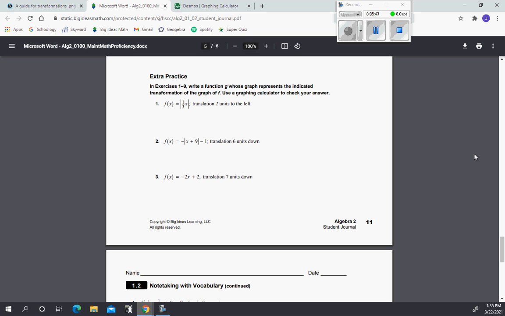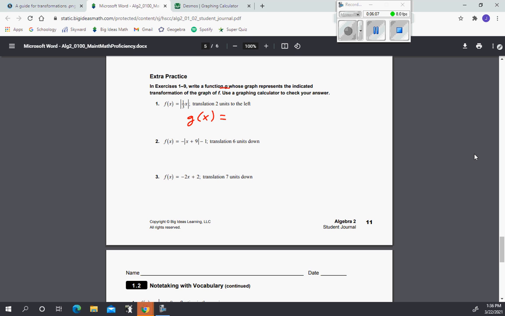What we want to do is write a function g. Instead of f of x, we're just going to have g of x. There's really no big surprise there. So write a function g. Well, instead of f of x, we're just going to write g of x equals something that represents the indicated transformation of the graph f. Use a graphing calculator, check your answer, which we will actually do here.